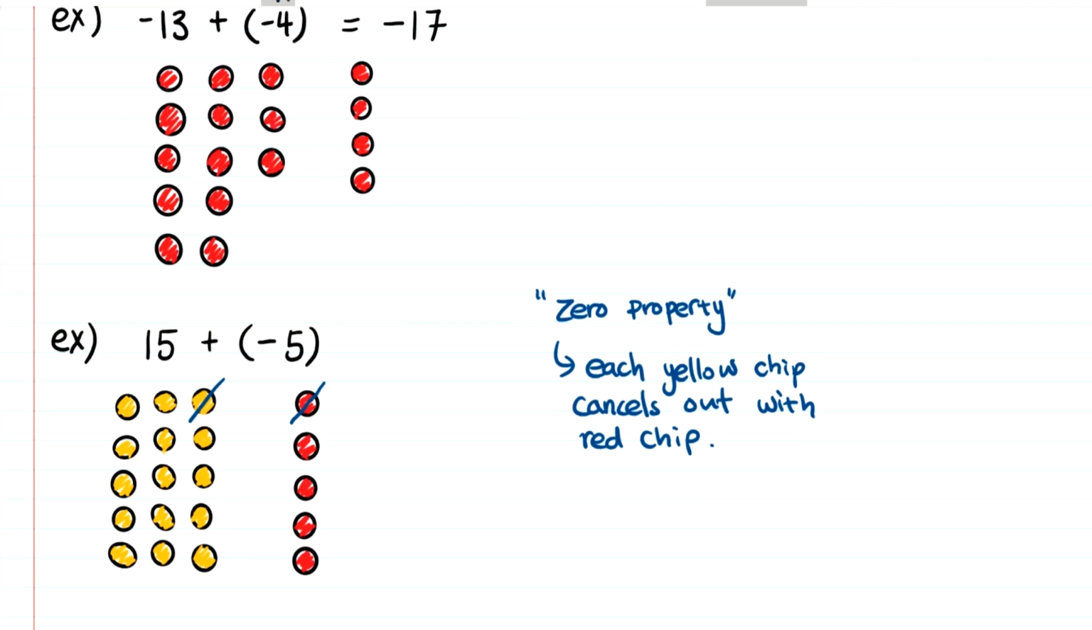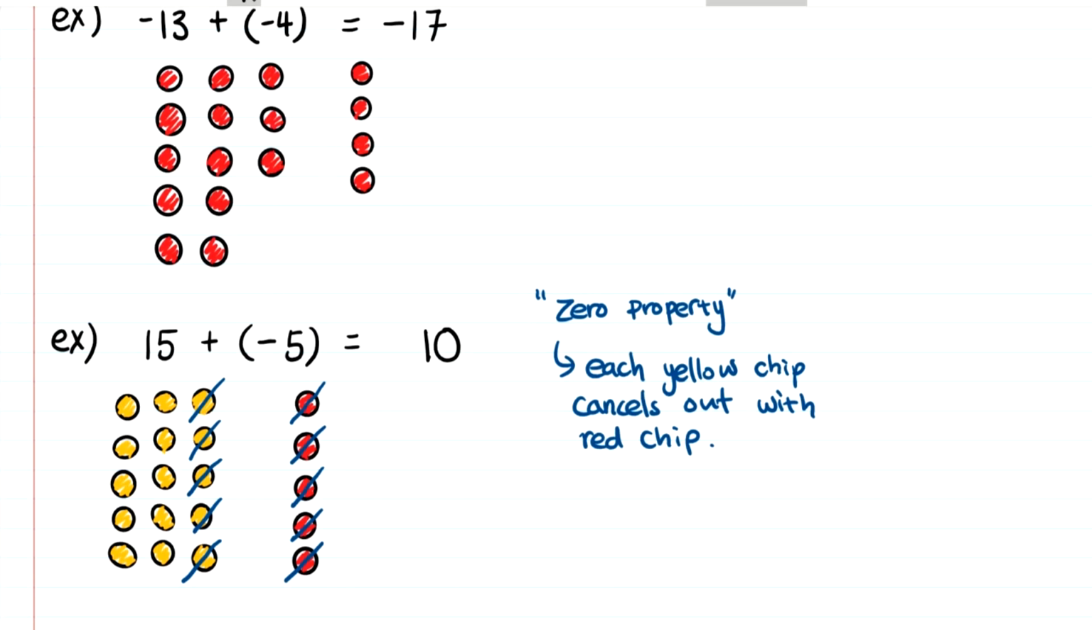So we've got one yellow and one red, one yellow and one red, and so on, until the last one yellow and one red. There is no more red, so we are left with only yellow. We just need to count how many yellow chips we are left with, and that will give us the answer: 1, 2, 3, 4, 5, 6, 7, 8, 9, 10. Yellow means positive, so the answer is positive 10. This is how we get to the answer using the diagram.